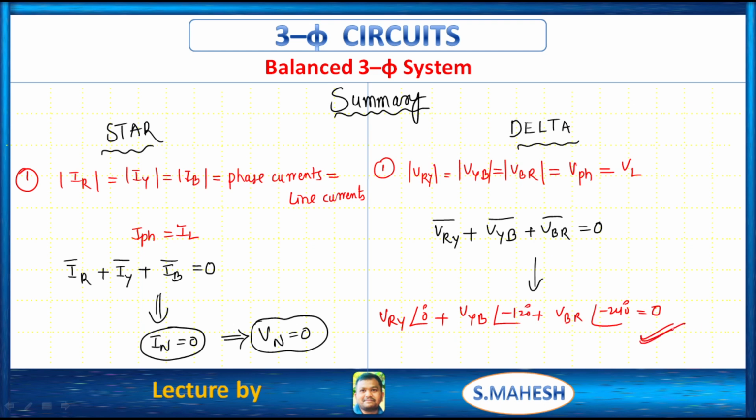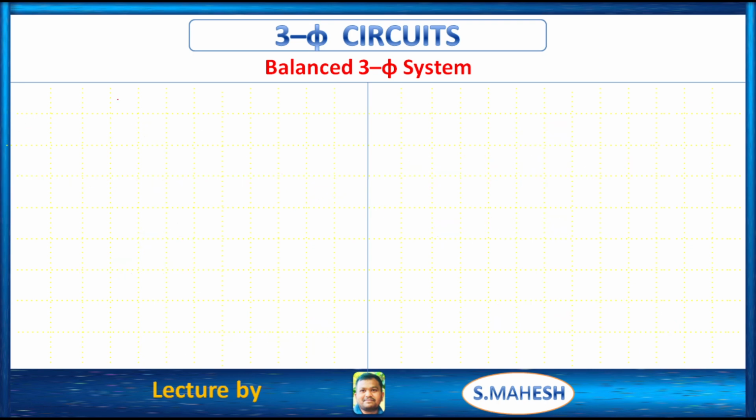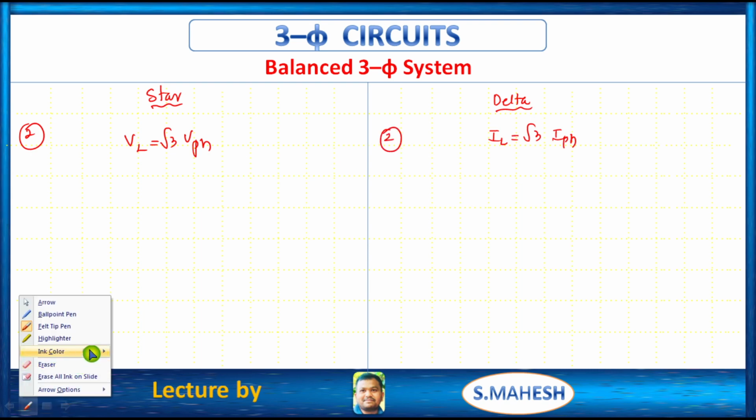Those three phase voltages are displaced by 120 degrees. Like that, in this case also, IR at an angle 0, IY at an angle minus 120, IB at an angle minus 240. Okay, this is about phase quantities in star, like that in delta. Next, second point, star, delta. Second point is what? We know that VL is equal to root 3 V phase. In this case, IL is equal to root 3 I phase. This is about the second point.